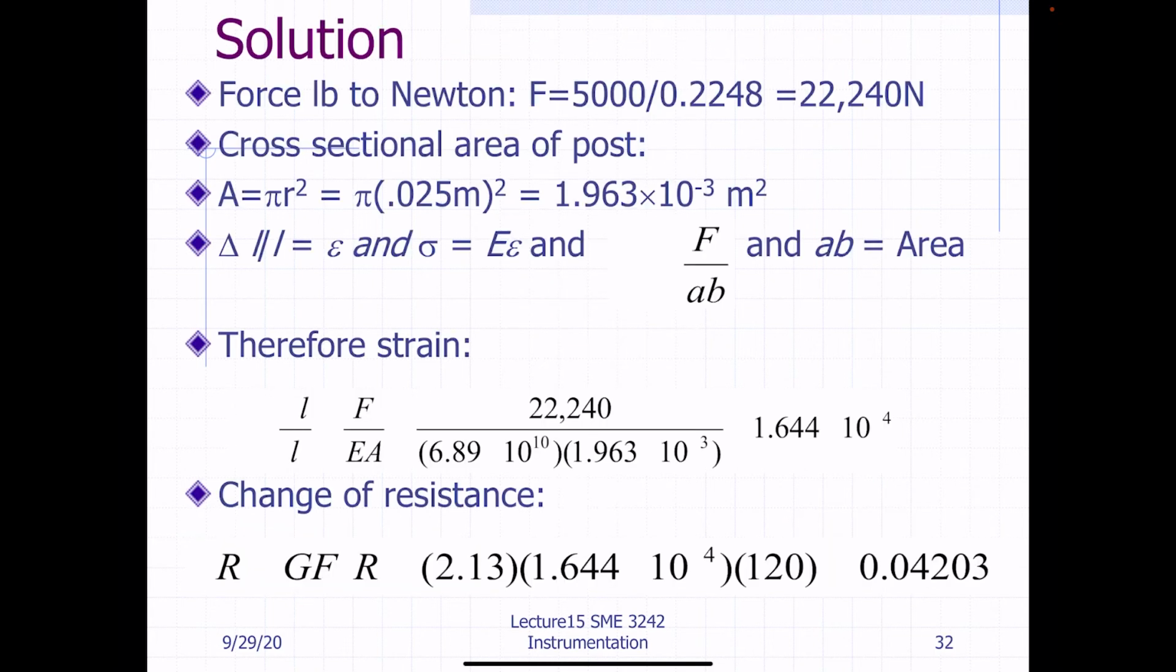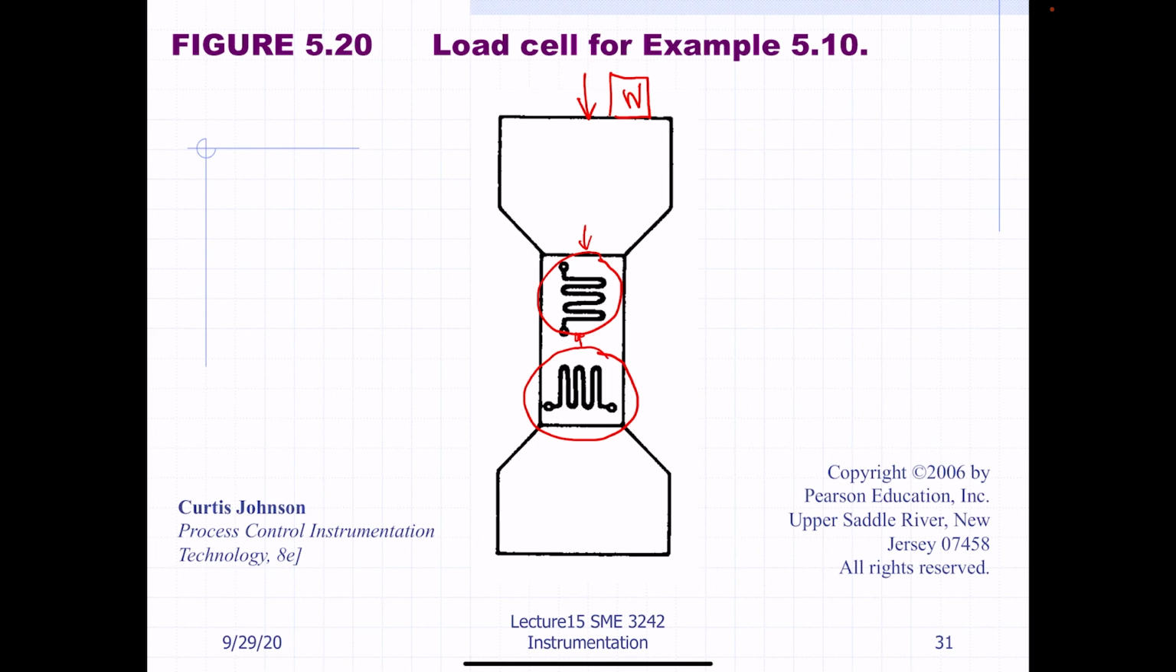In order to calculate the change of resistance due to the force acting on the load cell, the force given on the load cell is 5,000 pounds. We convert that value to Newtons, which is 22,240 Newtons. First, let's determine the type of load cell here. From the figure here, we can say that this is an axial load cell because the force is axial to the strain gauge. So this is an axial load cell.